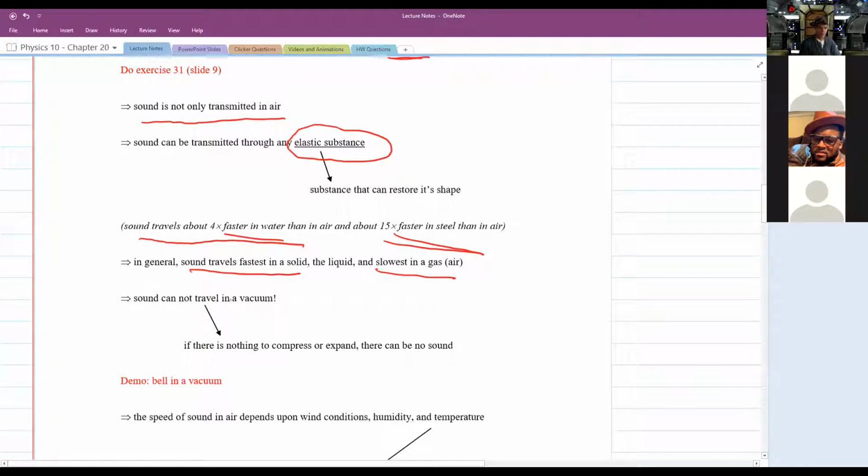And one thing: sound cannot travel in a vacuum. The reason is, if there's nothing to compress or expand, you can't have any sound. So if I had a tuning fork, as the tuning fork moves back and forth, it sends a disturbance through the air that eventually reaches your ear. But if there is no air around the tuning fork, then it's just moving back and forth, but there's nothing to compress and expand, so you're not having any sound generated.